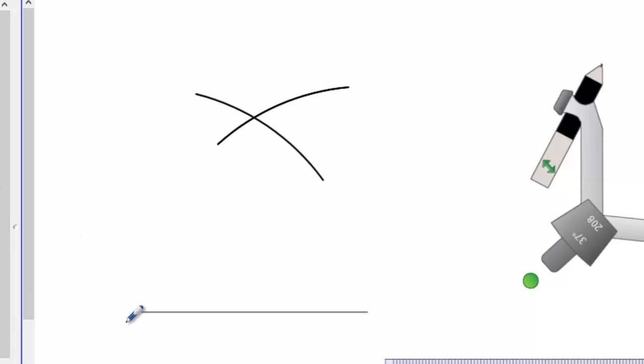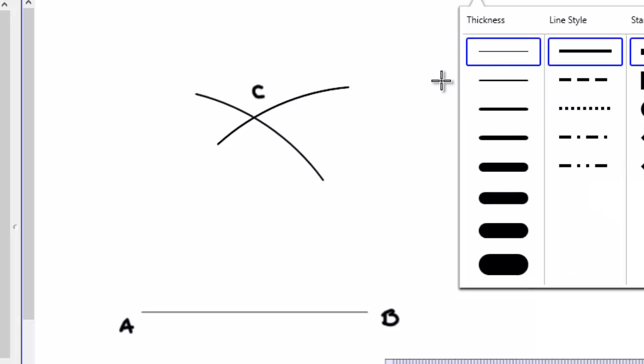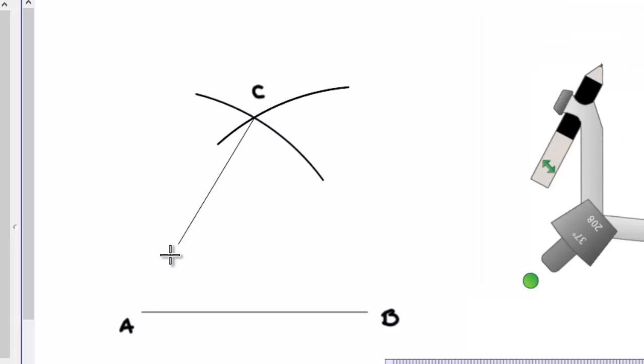So let's show you this point. If this point is A and this point is B, the intersection point is going to be C. I'm sure that from C to A it's 7 centimeters because of this arc, and the distance between B and C is 7 centimeters because of this arc. Now all I have to do is draw another line from C to A, and another line from C to B.